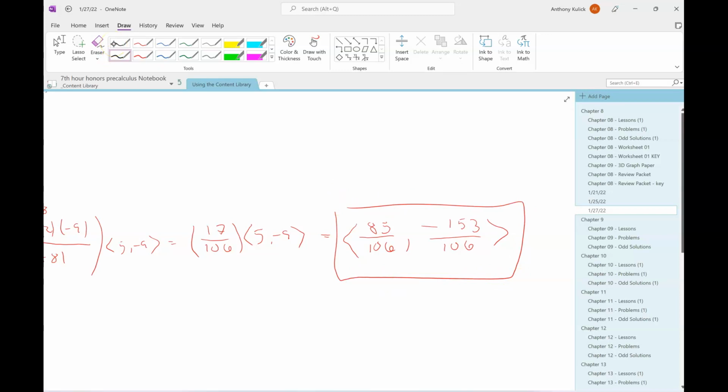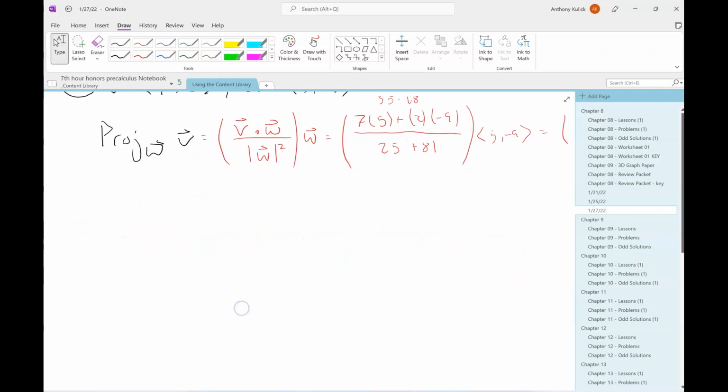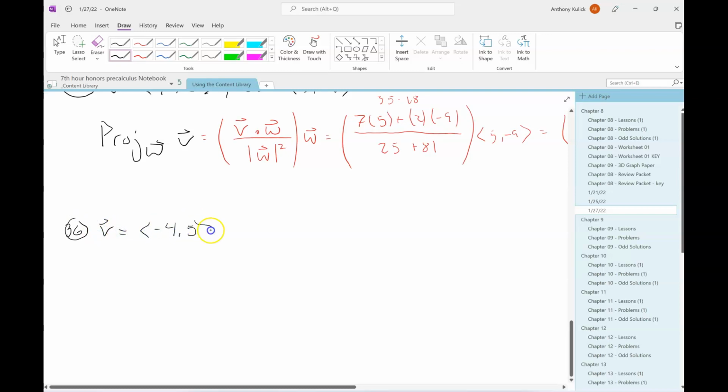Who's next? Jake? 36. Says to find the angle between vectors v and w, where v is the vector -4, 5, and w is the vector -2i plus 3j.